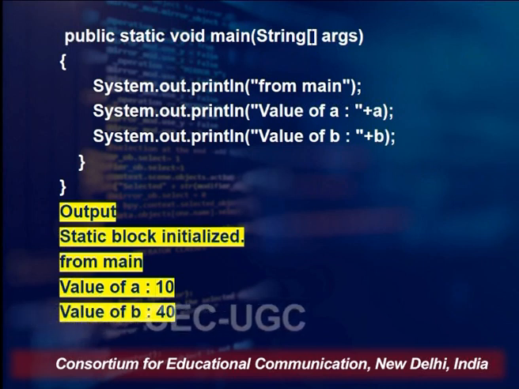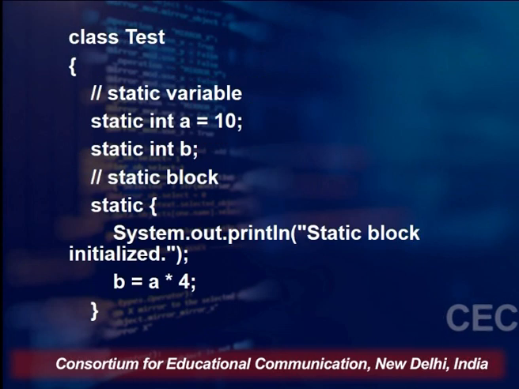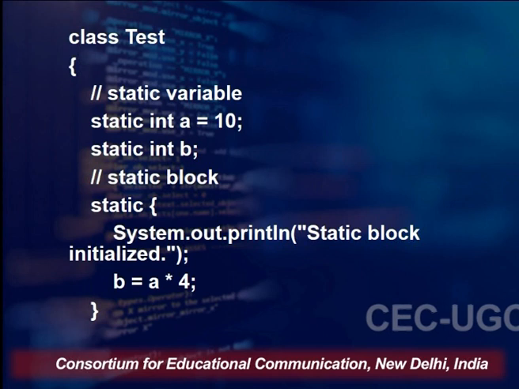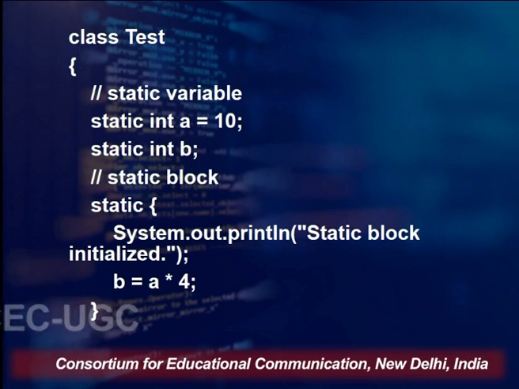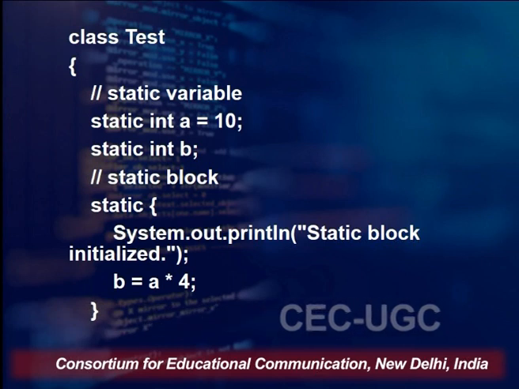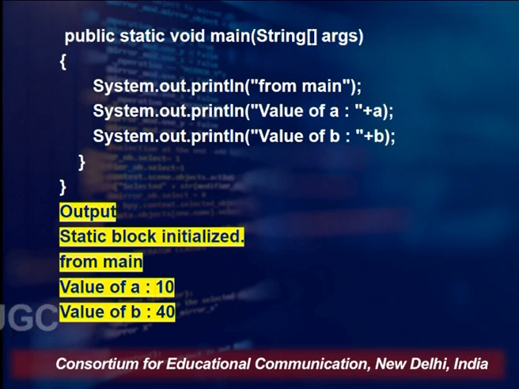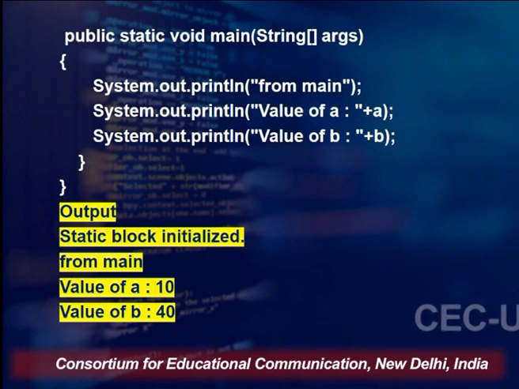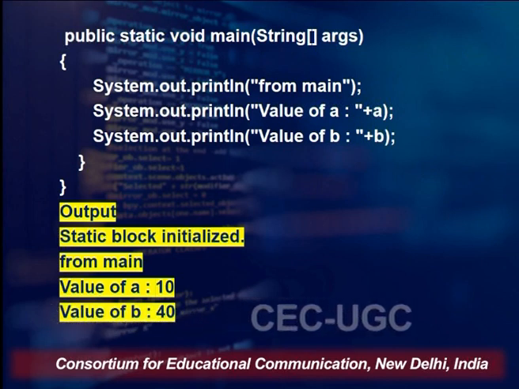Now let us recall this program again. The static block is initialized when the class is loaded, and it prints the statement static block initialized. The value of b is set here by initializing it with a multiplied by 4. Then main is called when we say java test, and it prints from main. So the static block initialization has taken place even before calling main. That's why static block initialized appears first in the output, and then from main, it says value of a 10 and value of b 40.